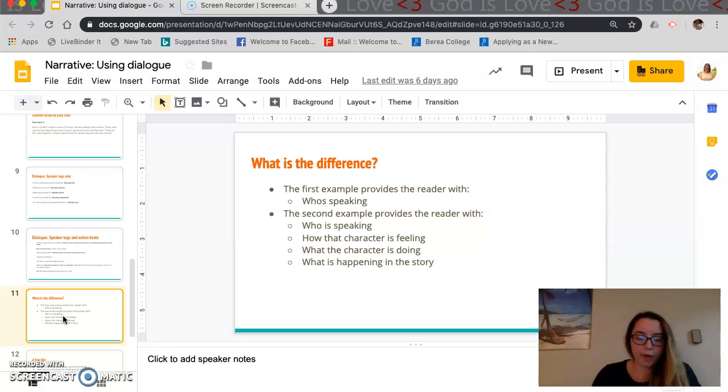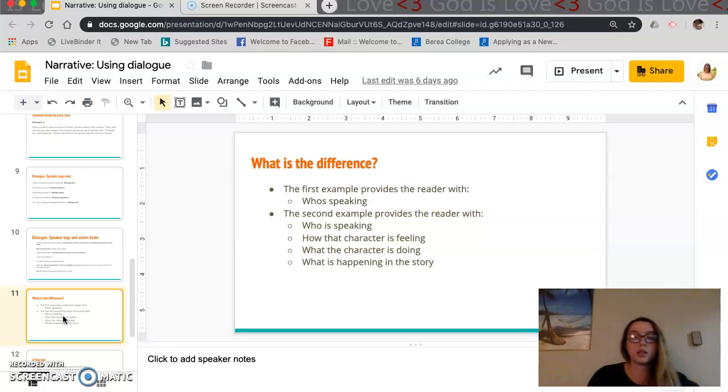So I want you to try adding some speaker tags and action beats to the dialogue in your narrative, and if you don't have any dialogue, I want you to add dialogue and make sure you're using the speaker tags and action beats when you do so.